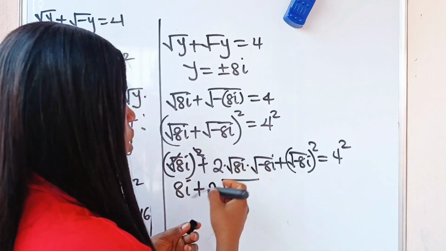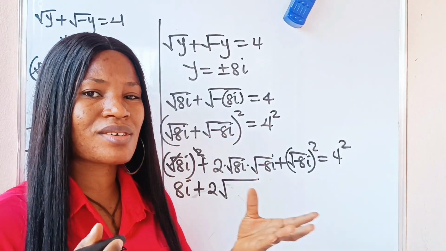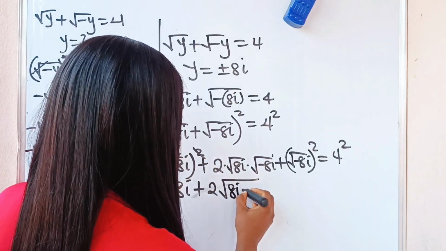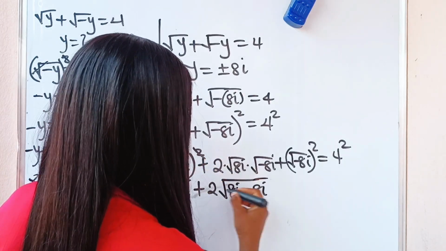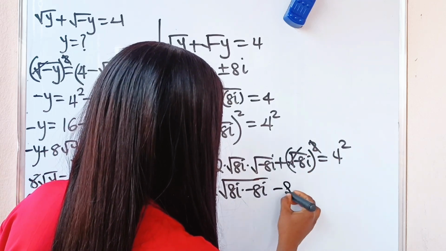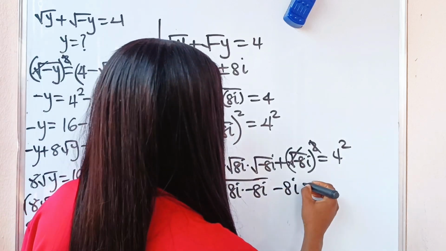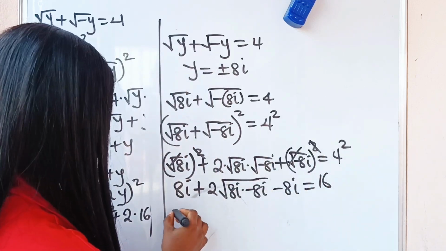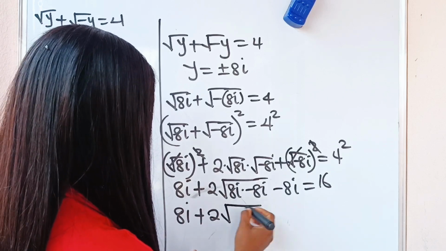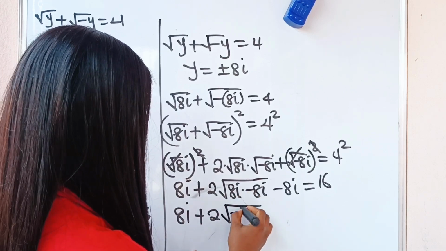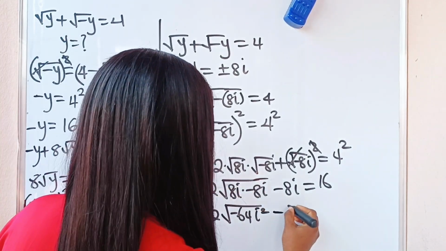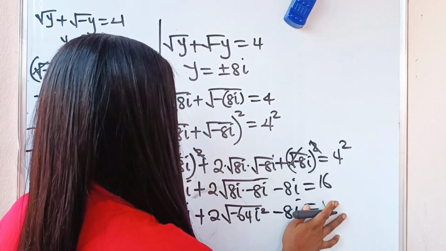Now we are going to bring this under the same root sign. Since both of them are square roots, we can bring them under the same root sign. So we have 8i multiplied by minus 8i, then plus this, we have minus 8i, is equal to 16. So we have 8i plus 2 square root of 8 times 8. 8 times minus 8 is minus 64, and i times i is i squared, minus 8i is equal to 16.